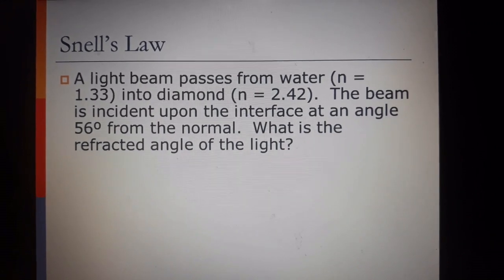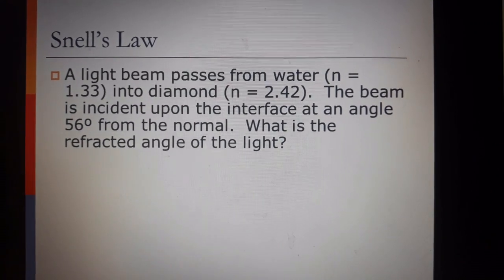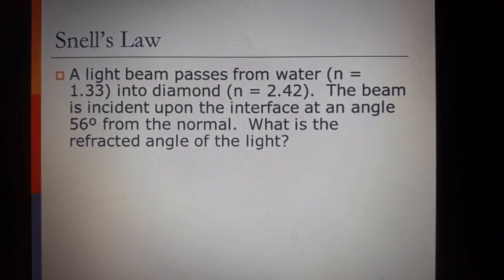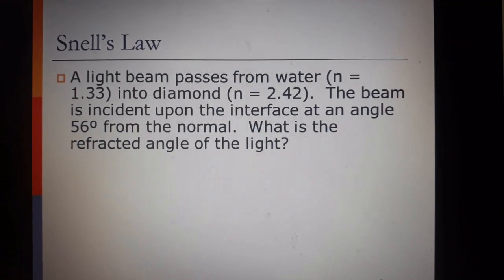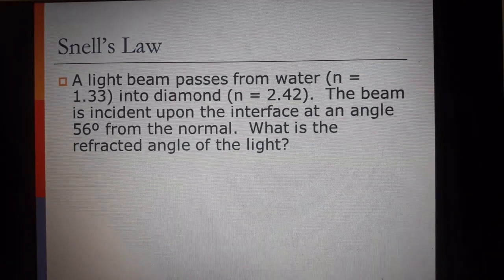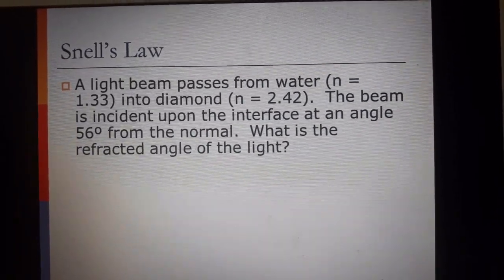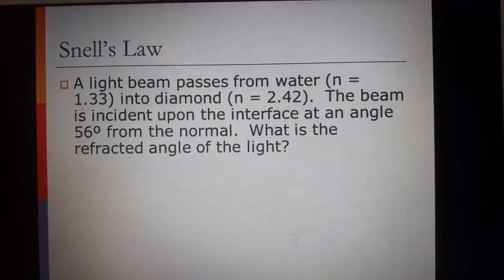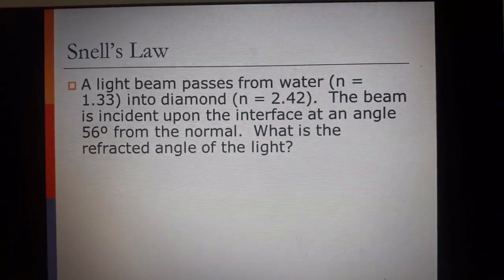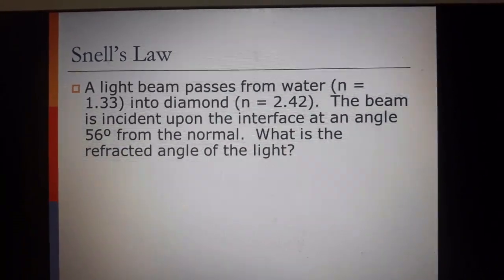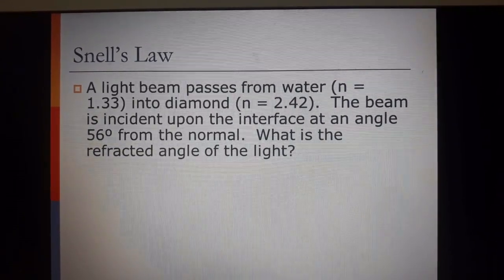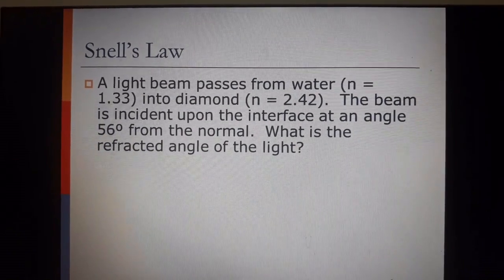Second example: a light beam passes from water, n equals 1.33, the first medium, into diamond, the second medium, n for diamond equals 2.42. The beam, I mean ray, is incident upon the interface at an angle of 56 degrees from the normal. What is the refracted angle of the light?